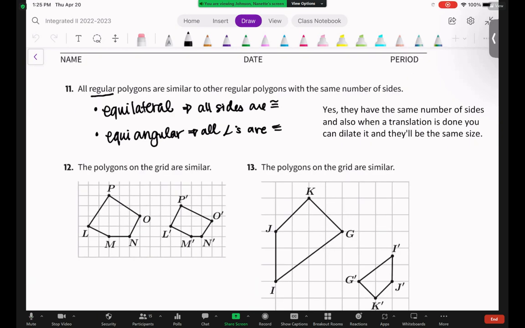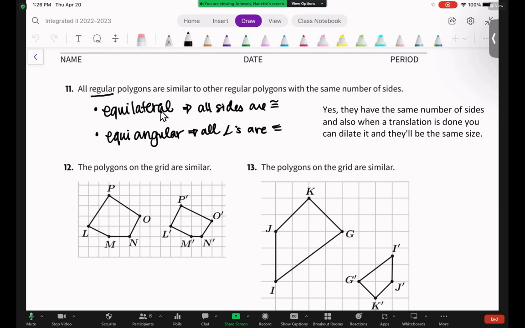So the answer here is yes, because of equiangular. So if we're dealing with a pentagon, if it's regular, all pentagons that are regular are going to be similar to all other pentagons because they already have the same angles.